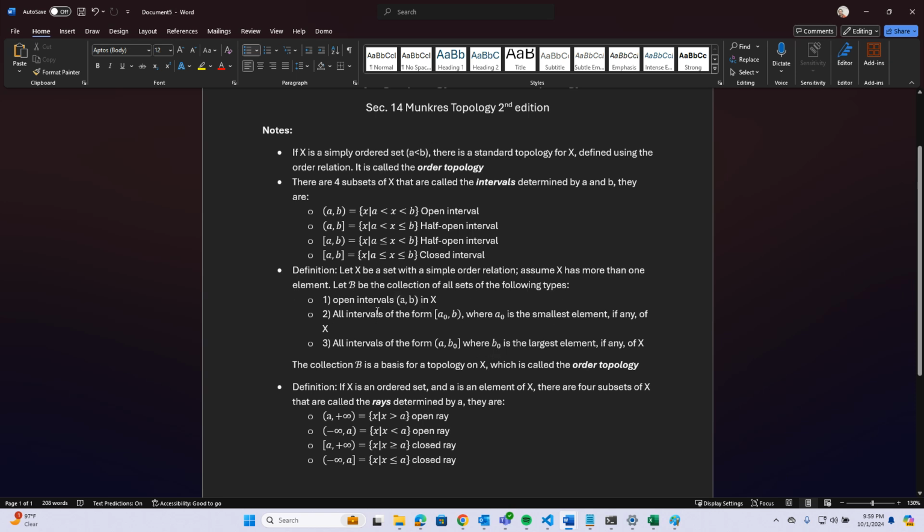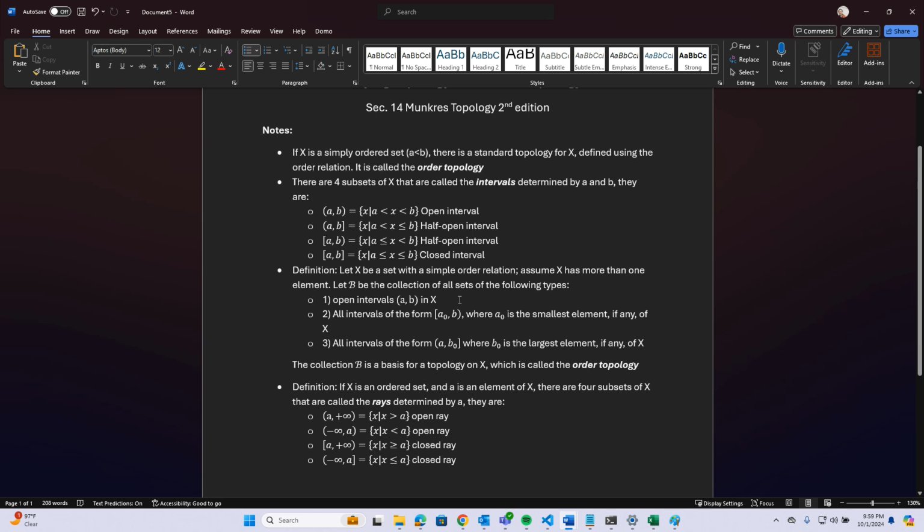But let's look at this definition over here, right? So we say let X be a set with a simple order relation. So for example, 1, 2, 3, 4, 5 would be a simply ordered set X. Assume X has more than one element, because if X is just a single element, well then the order relation doesn't really apply. On a technicality it would, but that's not what we're interested in, right? So let B be the collection of all sets of the following types. So we need to have all open intervals in X.